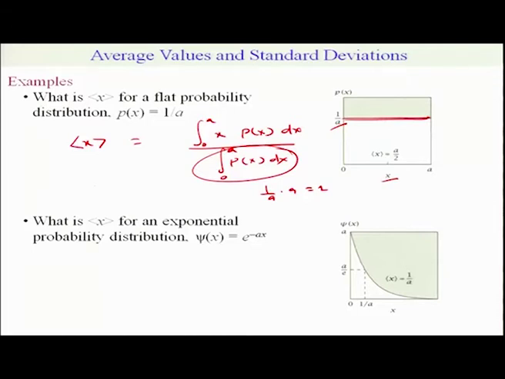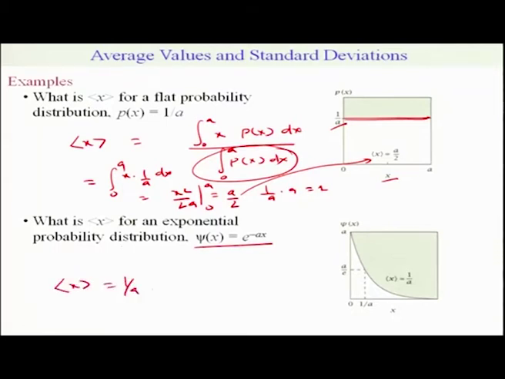Now, this can be shown as the integral from 0 to a of x, p(x) is 1 by a, dx, which is nothing but x square by 2a, with x going from 0 to a. So, this is nothing but a by 2. So, that is what we can get here. Similarly, you can show that for such a probability distribution, the average of x square is nothing but a square by 3, in a similar exercise.